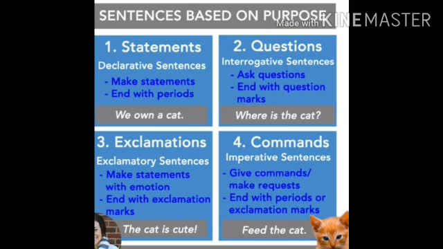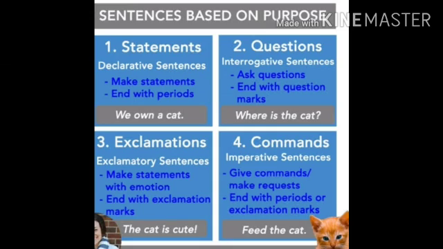Second one is question, the interrogative sentence. It asks questions and it ends with a question mark. Third one is exclamatory sentence. It makes statements with emotions. Emotions are expressed there and it ends with an exclamation mark. And the last one is imperative sentence. This sentence shows a command or request. It gives commands or requests and it ends sometimes with an exclamation mark or with a full stop. I hope it's clear till here.